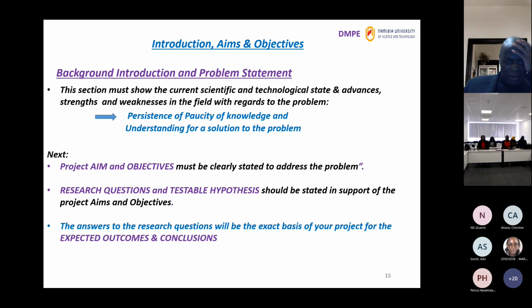So what does the background, introduction, and problem statement involve? Well, this session must show the current scientific and technological state and advances. It must highlight the strengths and the weaknesses in the field with regards to the problem that has been presented for the research to be undertaken.